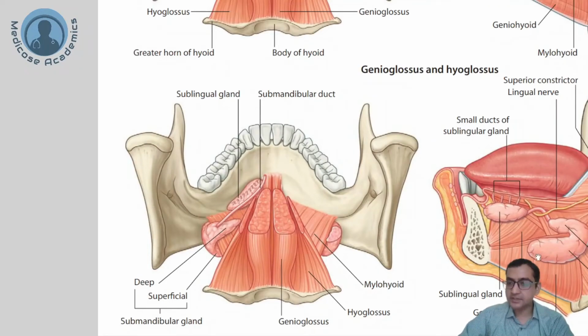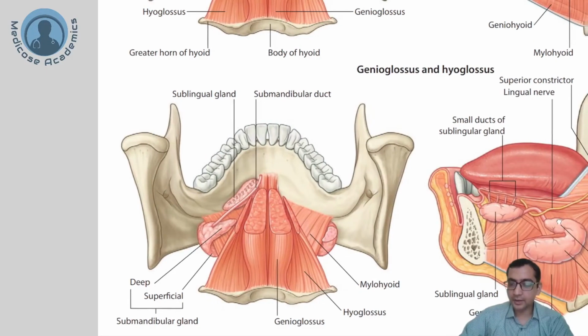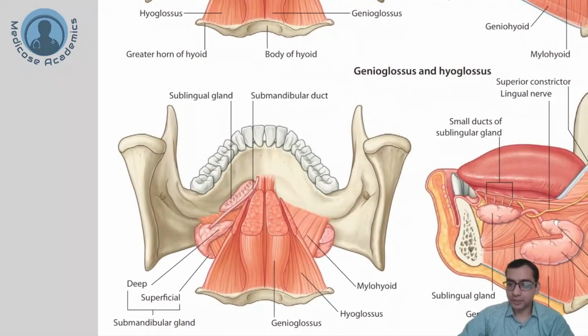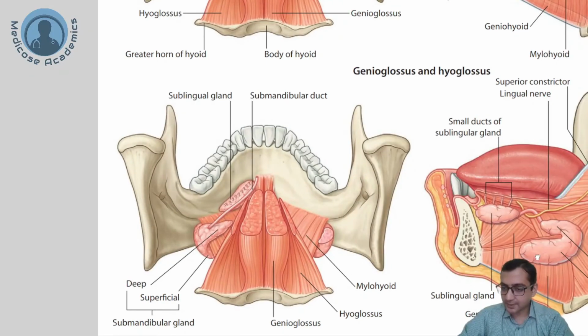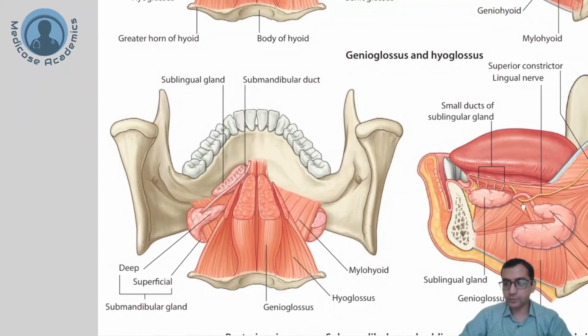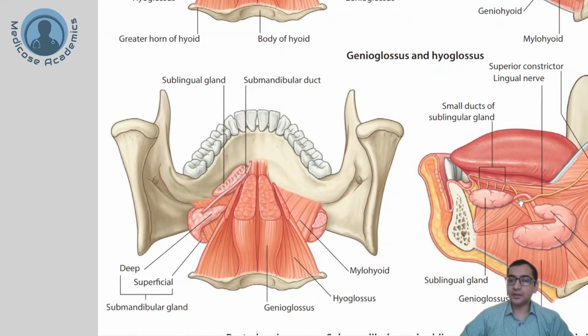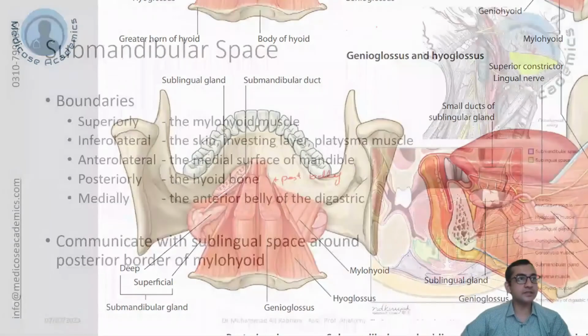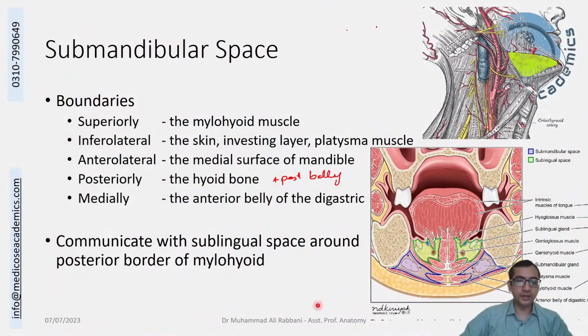See, here is the mylohyoid muscle. The submandibular gland is below it. It moves around and on top of it to the sublingual space. So the point I'm trying to make is that the submandibular space is below the mylohyoid muscle. It curves around the posterior margin and comes to the top, to the sublingual space. So the submandibular and sublingual spaces are in connection with one another behind the posterior border of the mylohyoid.